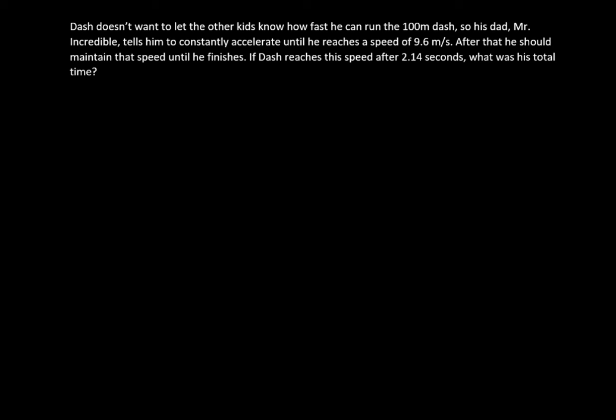So ideally at this point you've taken a moment to pause the video and try it out. Remember, the first step is always to be able to understand what's going on here. So in the beginning we have Dash starting his 100-meter dash. Then he runs, and he's going to be constantly accelerating until he reaches a specific speed. After he reaches that speed, he's going to maintain it until he finishes the race. So here's him all excited finishing the race.